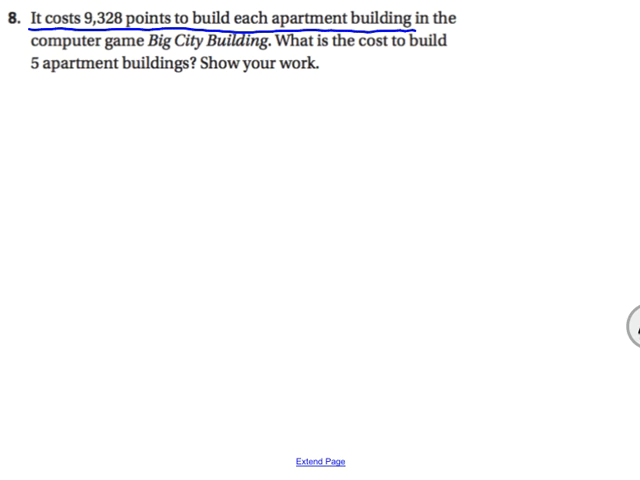So some of us might say, oh, I will just add 9,328 5 times, okay? But remember, multiplication will get us there quicker and maybe a little more accurate, okay? So we're going to do 9,328 times 5.